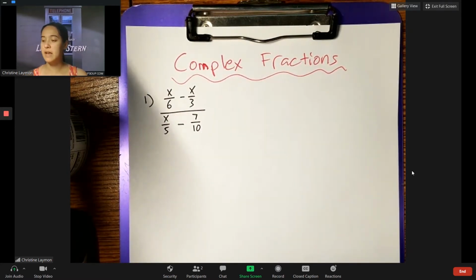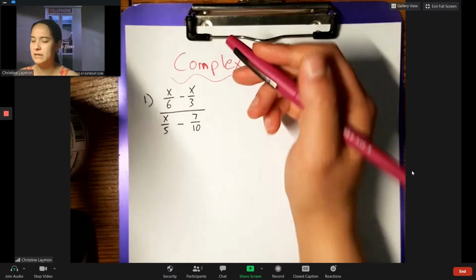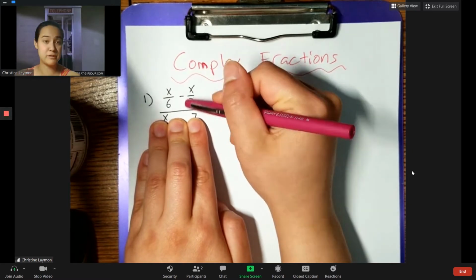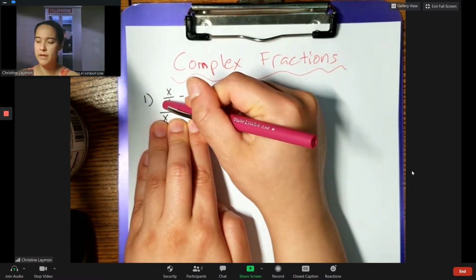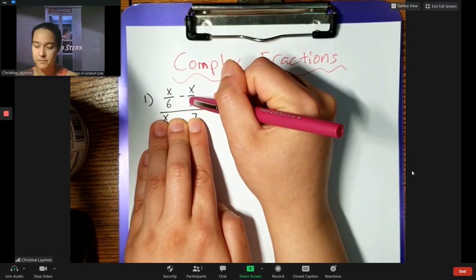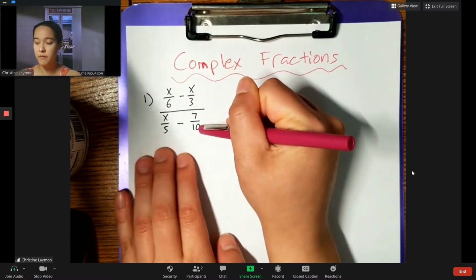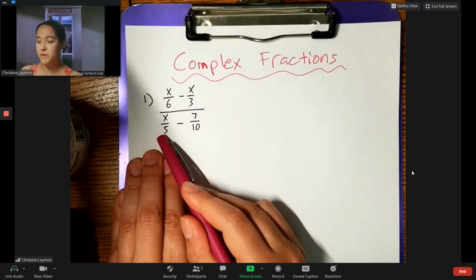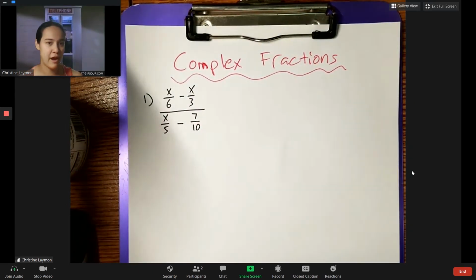Now notice that I do want to combine these things. Let's go ahead and take a look at the top part here. If I multiply this top and bottom by 2, then the denominators here will both be 6. So I could combine these into one giant fraction. If I take a look at the bottom, if I multiply this one top and bottom by 2, then both of these will be 10. And this bottom can become one giant fraction.